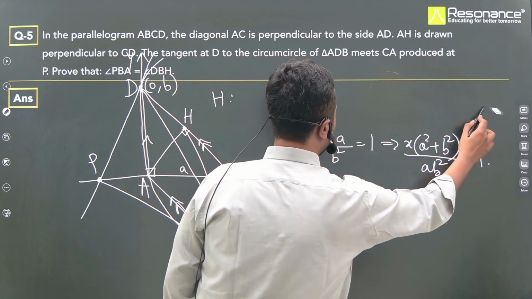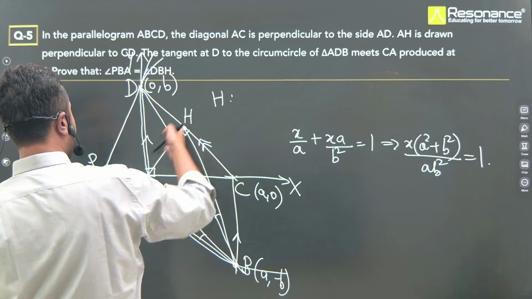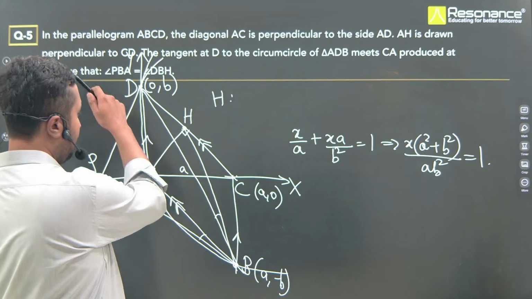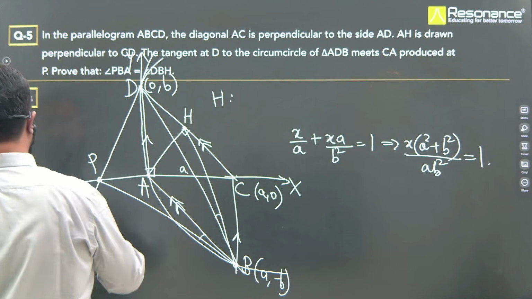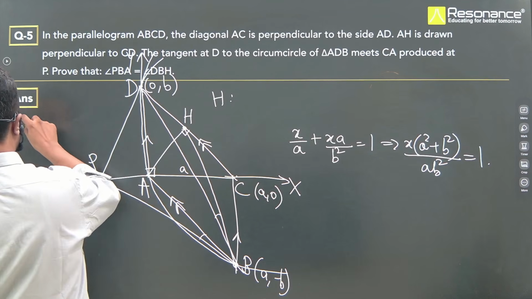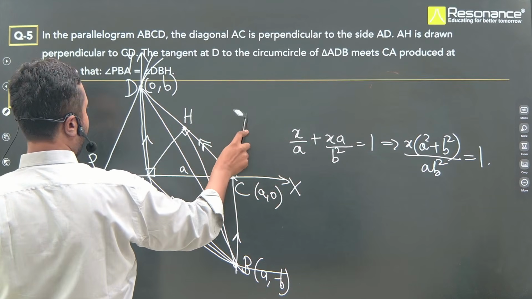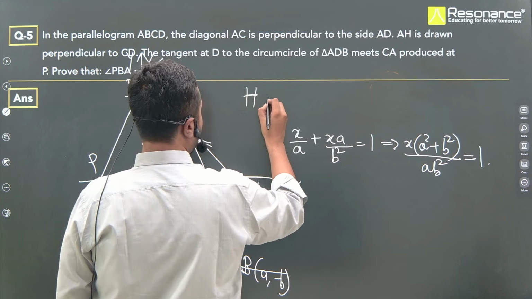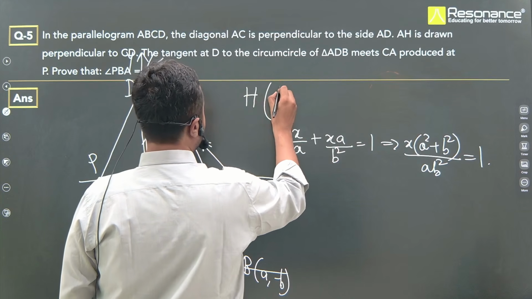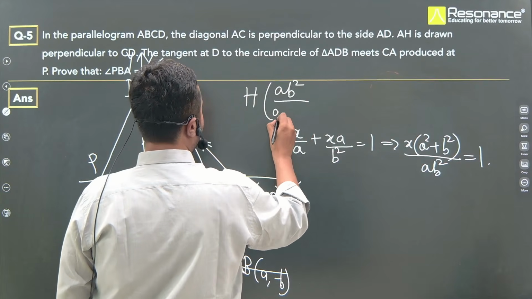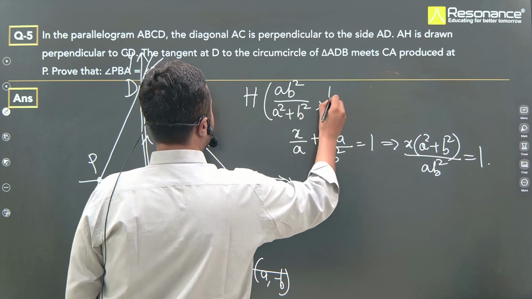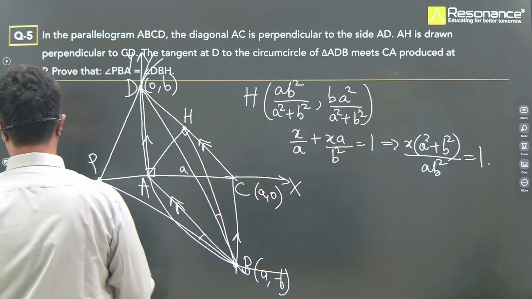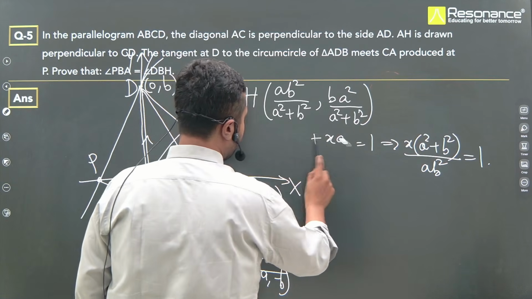So all I did is I took the equation of line CD, and then the product of the slopes of two perpendicular lines must be minus 1. So AH is perpendicular to CD. That gave us the value of x. So H, yeah, let's just write it over here. The value of H, yeah, I should have also worked out the value of y, but that actually follows from symmetry. So H is AB square divided by A square plus B square, and then BA square by A square plus B square. So these things we'll just remove it now.